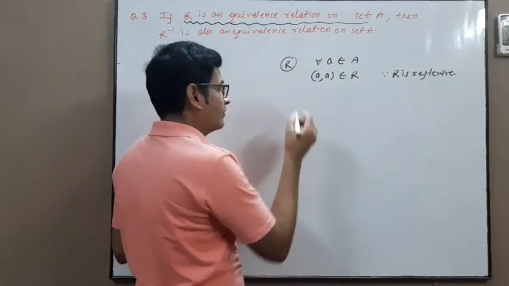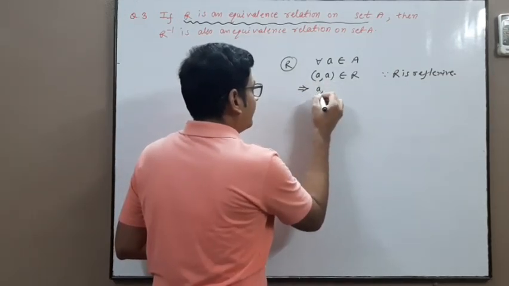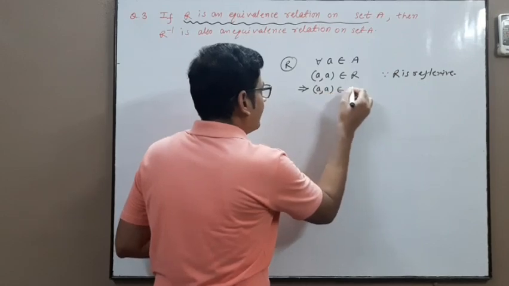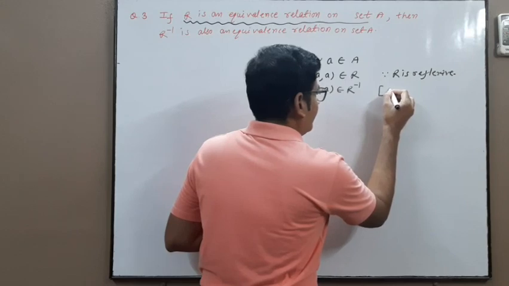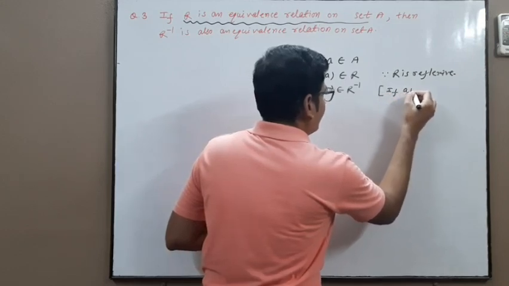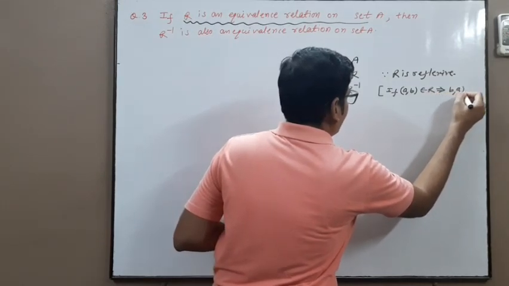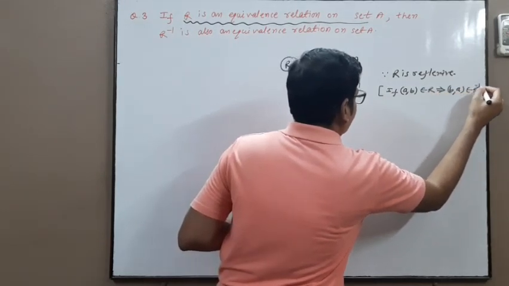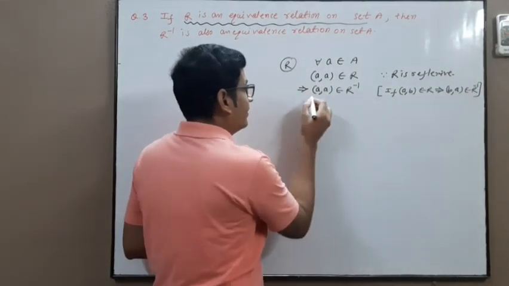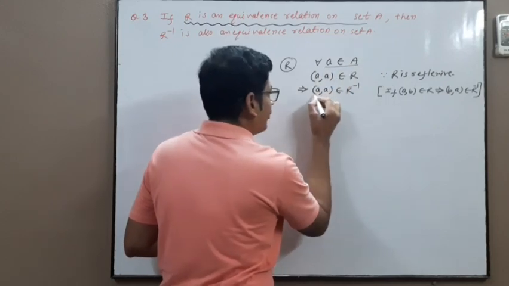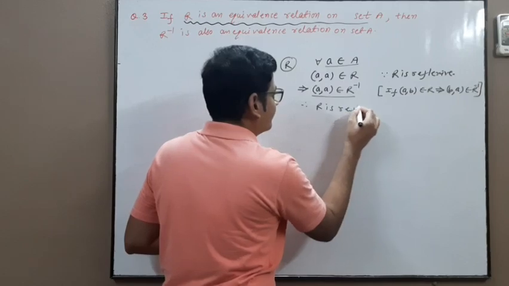Relation R is reflexive. This implies (a, a) belongs to R, then (a, a) belongs to R inverse. Definition of inverse: if (a, b) belongs to relation R, implies (b, a) belongs to R inverse. That's why, interchanging the position of a and a, both are the same. For every a belonging to A, (a, a) belongs to R inverse. Therefore R inverse is reflexive.